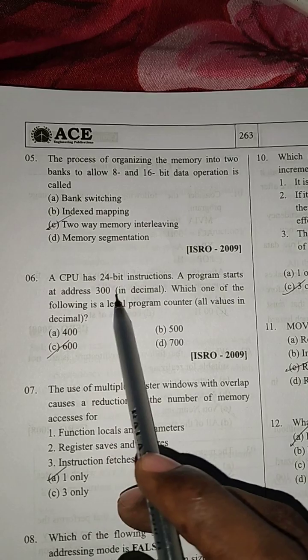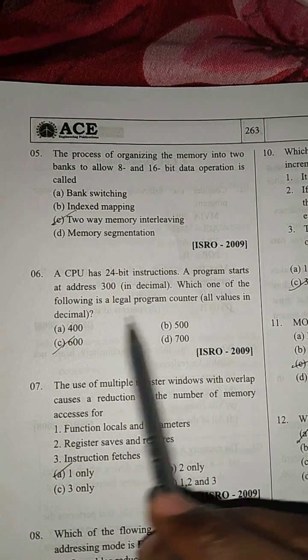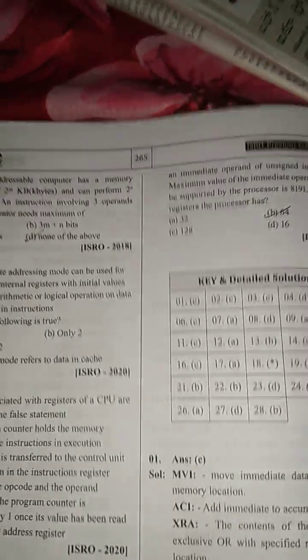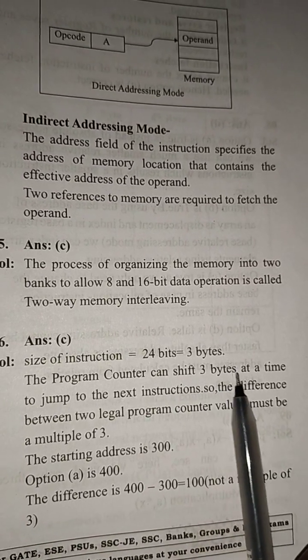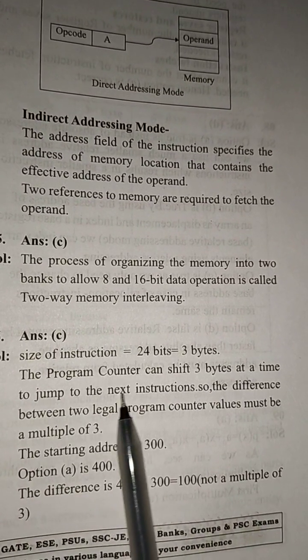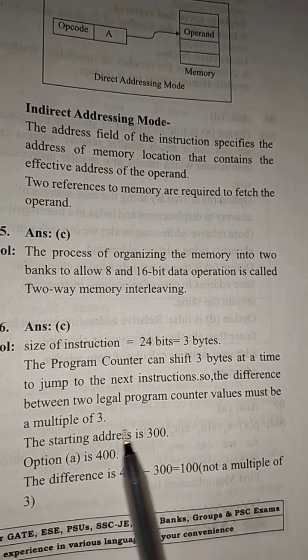The CPU has 24 bit instructions. A program starts at an address 300 in decimal. Which one of the following is a legal program counter? All values are in decimal. Okay, sixth one: the size of an instruction is equal to 24 bits, that is 3 bytes. The program counter can shift 3 bytes at a time to jump to the next instruction. So the difference between two legal program counter values must be a multiple of 3.